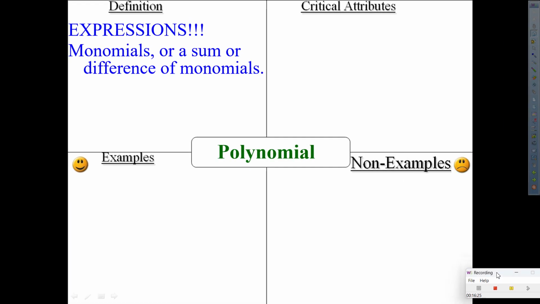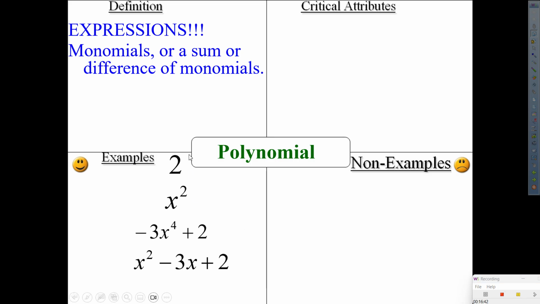Okay, look up, please. Writing utensils down. Let me break this down. According to the definition, polynomials are monomials or the sum or difference of monomials. And some of you are like, what are monomials, Mr. Q? An expression with one part only. For example, the number 2 by itself is only one part because there's nothing following it. X squared is one part, or it's known as a monomial. However, look at this one. How many parts does this one have? 2. Negative 3x fourth plus 2. This one, how many parts does it have? 3. 1, 2, 3.